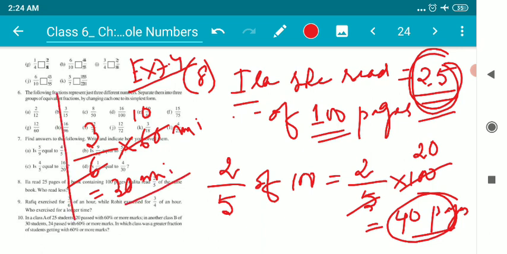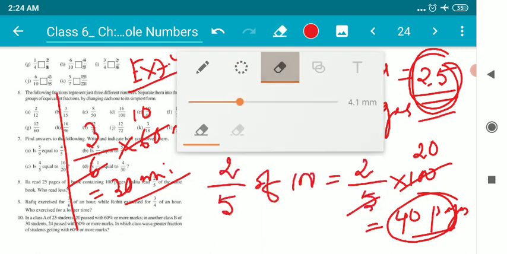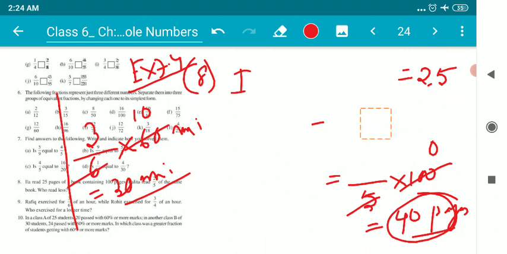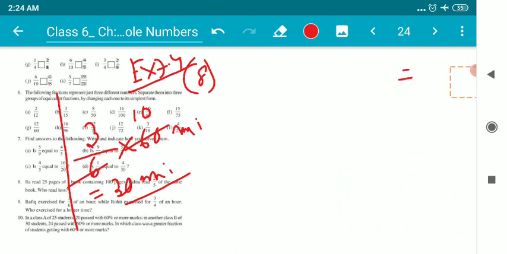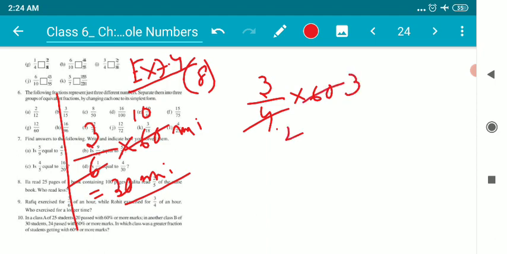Rohit exercised for 3 by 4 of an hour, means 3 by 4 into 60 minutes, because we are just finding the actual value of these fractions. So 3 by 4 of an hour means 3 by 4 into 60. So 2 2s are 4, 2 30s are 60. Then again 2 can cancel it. 3 15s are 45. Answer is 45 minutes.